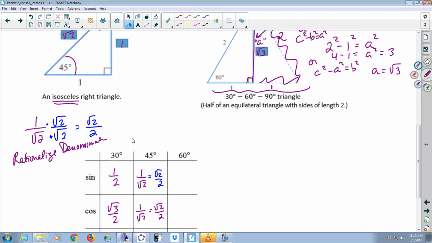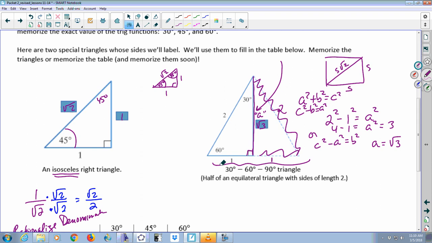Now, let's see what's going to happen with 60 degrees. Here's 60 down here. The sine of 60 is the opposite, square root of 3 divided by 2.